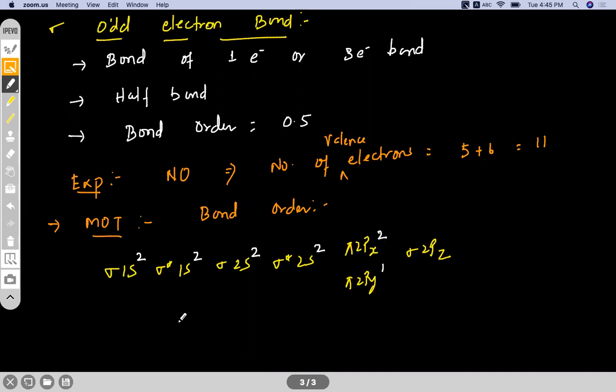Okay, so bond order, if you calculate, the number of electrons in bonding molecular orbitals, that is 2, 4 plus 3, 7, minus the number of electrons in antibonding orbitals, that is 4, divided by 2, and we have 1.5, the bond order.